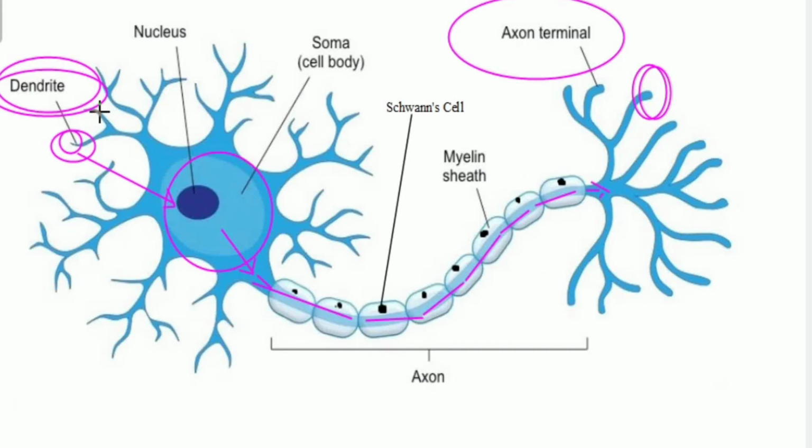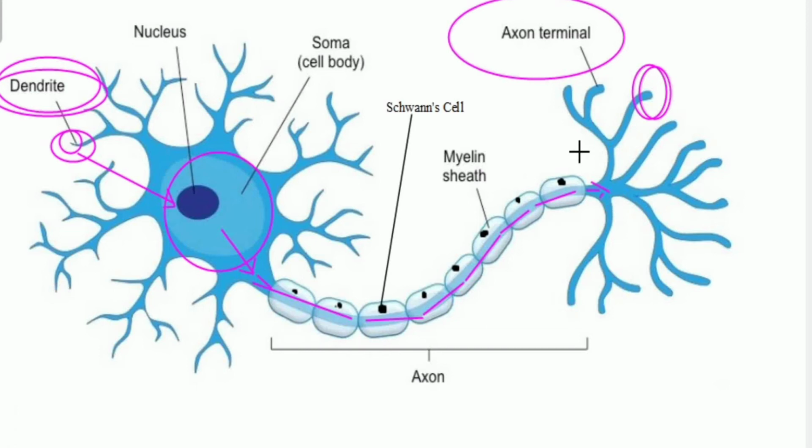So this is how the message is transferred, depending on what happens in the surrounding environment. With the help of the dendrite, the message is transferred via the soma, or cell body, then along the axon, and finally it reaches the axon terminal, also called the nerve ending. In between there are some other things.